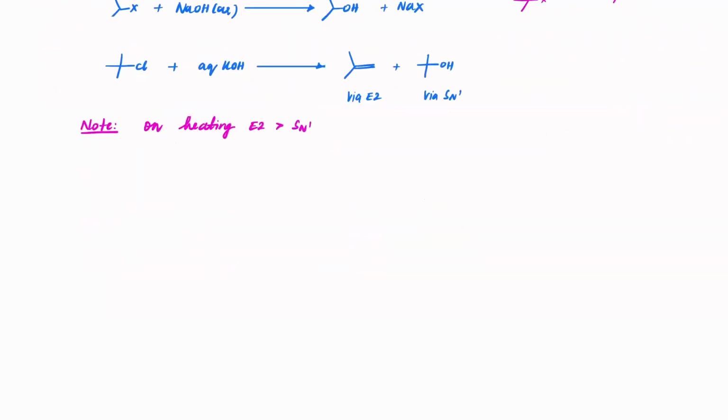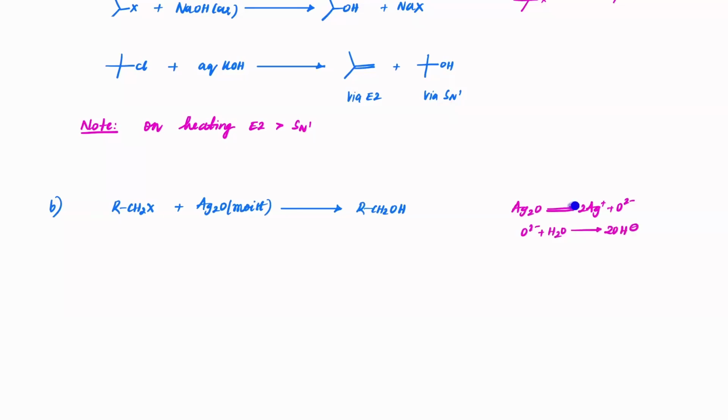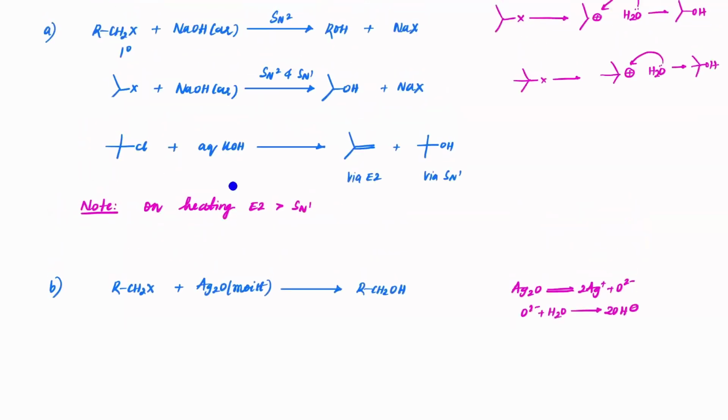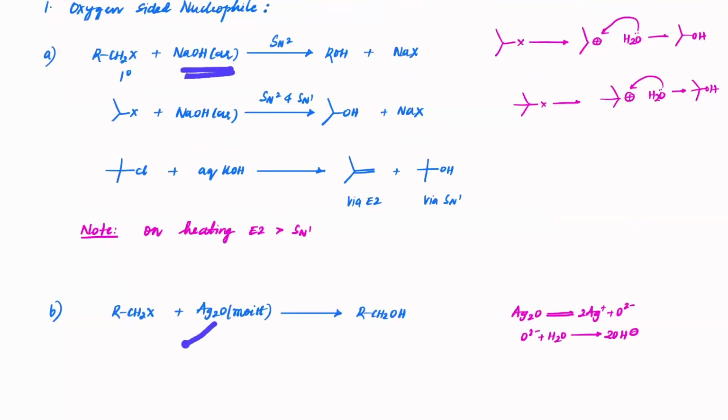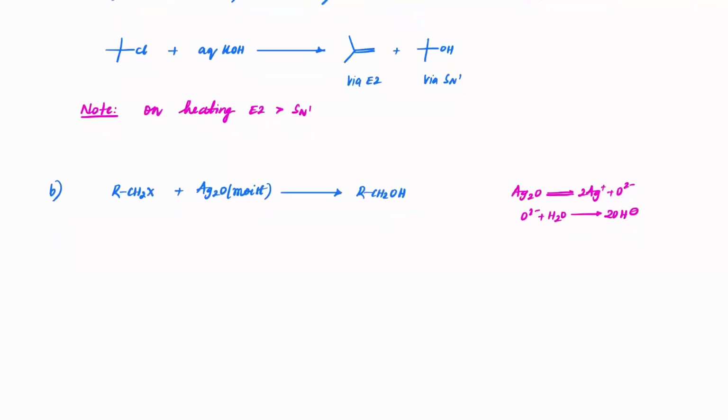Okay. Second, B: if you have an alkyl halide with moist Ag2O, moist Ag2O will also offer you more of an SN2 type of mechanism. The reaction goes something like this, where Ag2O becomes 2Ag plus and O2 minus, and O2 minus with H2O will become 2 moles of OH minus. So it is in a way the same as the above reaction, where OH minus attacks here, X minus leaves, and you'll get a 1 degree alcohol.